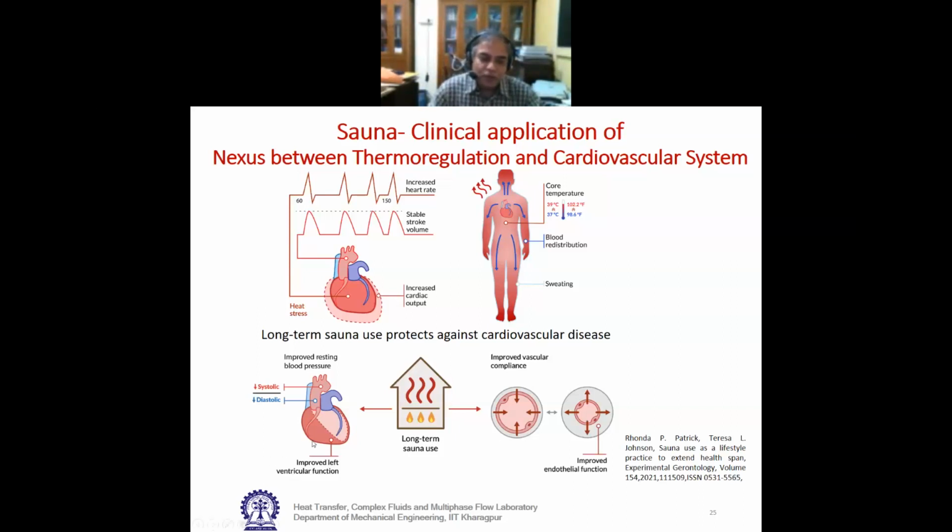Then it will give you improved left ventricular function. That is one way it will change the heart function, and it will have a higher heart rate, etc. It will give improved resting blood pressure. Systole and diastole will also show some improvement. At the same time, it will improve the vascular compliance.